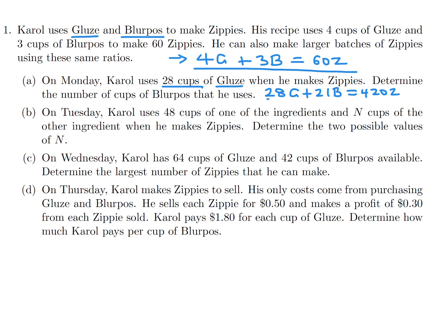So 28 cups of G makes zippies. They don't really mention how many, but we've calculated it as 420. And how many blurpos? Well, 21. So the answer to this question is 21.